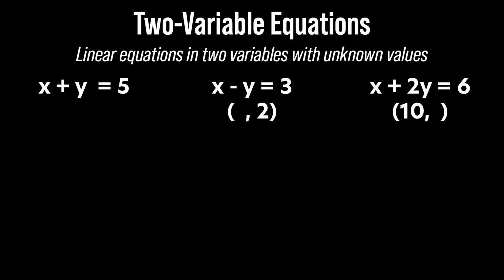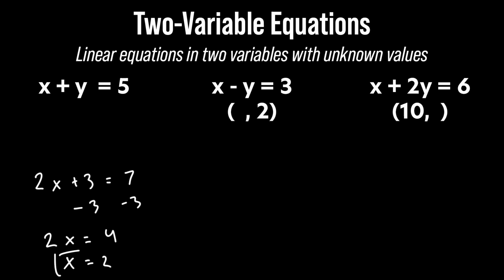One variable equations are, for example, 2x plus 3 is equal to 7. So how would you solve this equation? Well, you'd subtract 3 from both sides. So you isolate the variable, and then you have 2x equals 4, where then you can divide both sides by 2 to get x is equal to 2. So that would be your answer for that one variable equation.